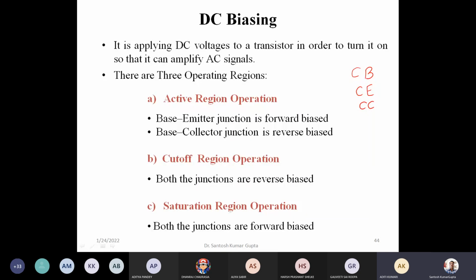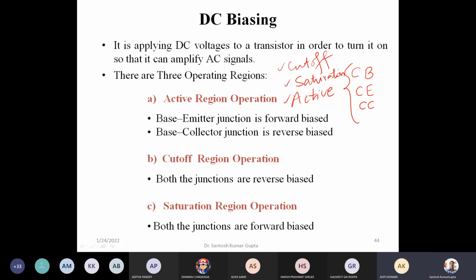Also, in the discussions we have seen that any of these configurations can be biased to work in any of the three regions, namely the cutoff region of operation, saturation region of operation, and active region of operation. So any of these regions can be used for these three configurations: CB, CE, and CC.